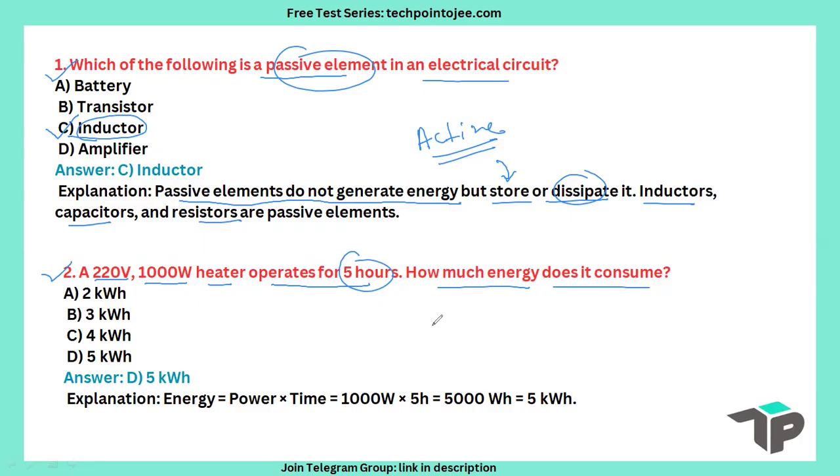So energy consumption: the electrical energy E is equal to power into time. The unit of power is watt and the unit of time is hour, so the unit is watt hour.